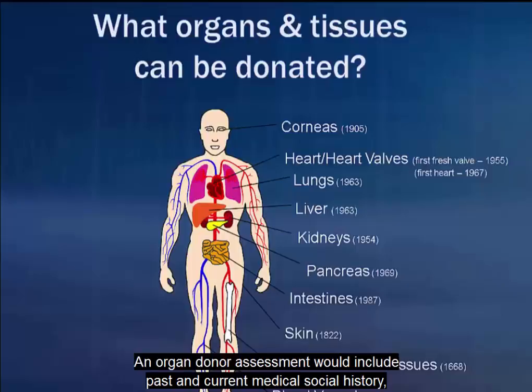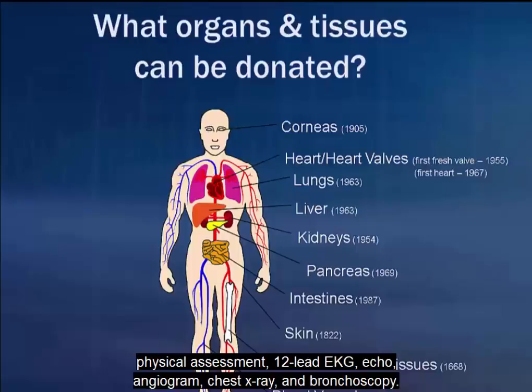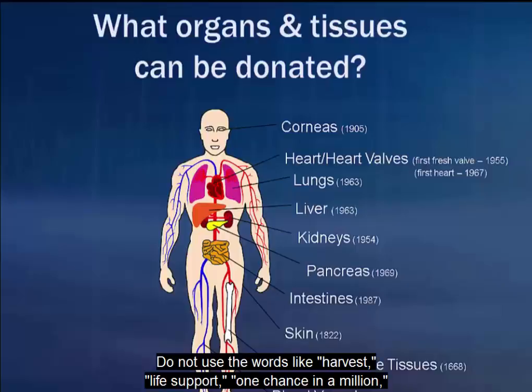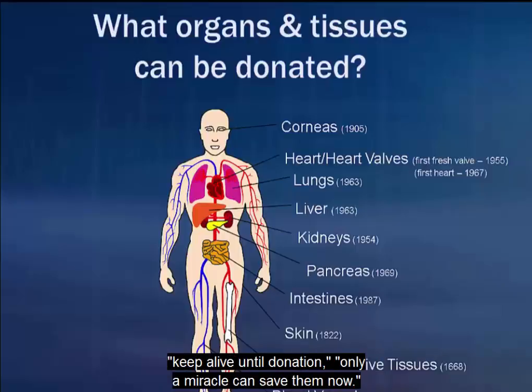An organ donor assessment would include past and current medical and social history, laboratory assessment, serological studies, cultures, organ-specific blood work, physical assessment, 12-lead EKG, echo, angiogram, chest x-ray, and bronchoscopy. So all of these would be assessed. Words to avoid if potentially going to discuss organ donation: do not use words like harvest, life support, one chance in a million, keep alive until donation. Only a miracle can save them now.